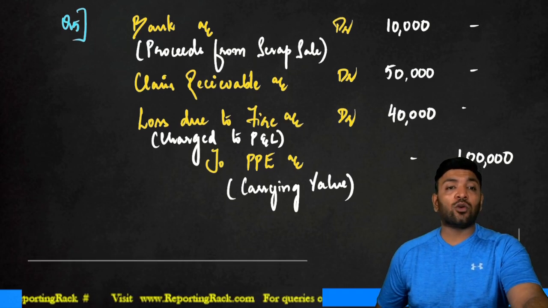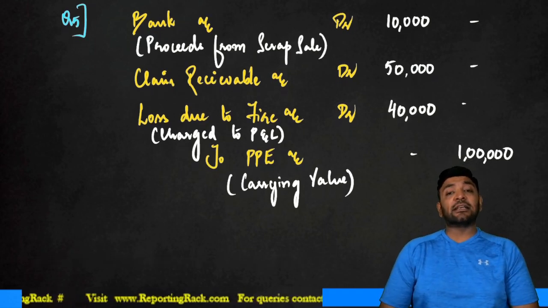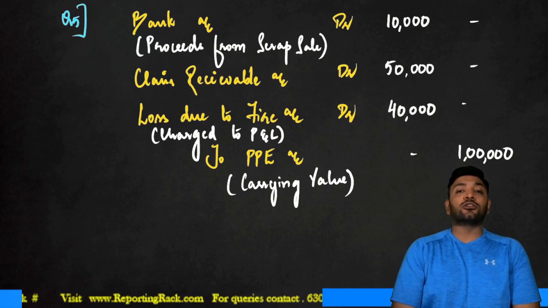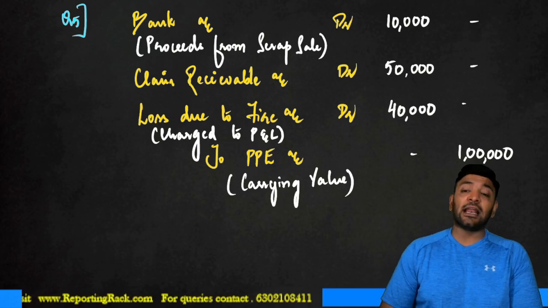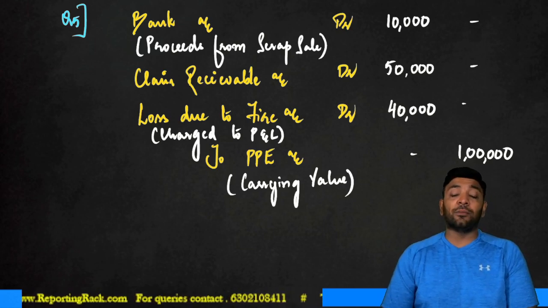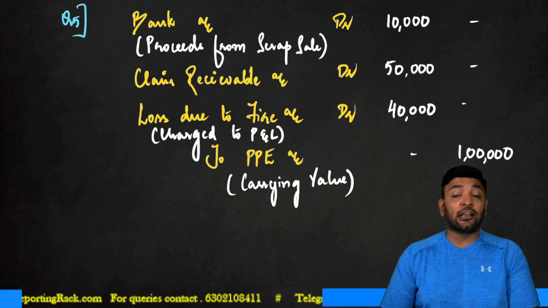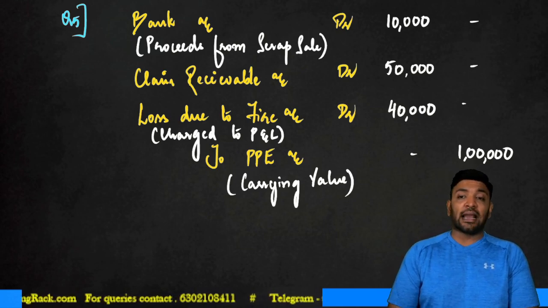So this bank account will be a current asset. The claim receivable from the insurance company is also supposed to be presented as a current asset. Your loss due to fire should be charged off to P&L, and your property, plant and equipment should be reduced by its carrying value on the date of derecognition, which is 1 lakh.